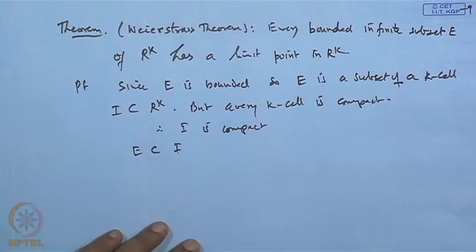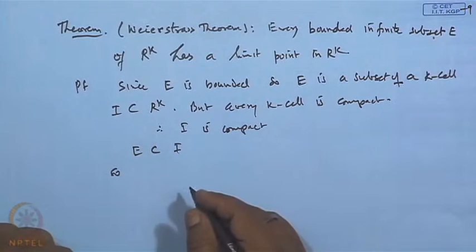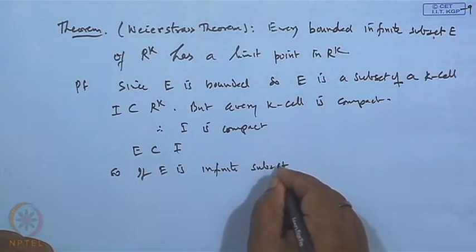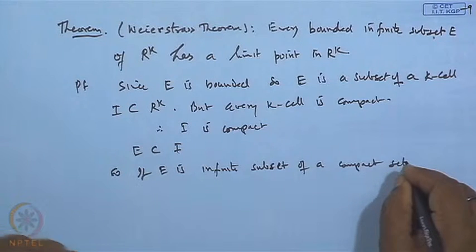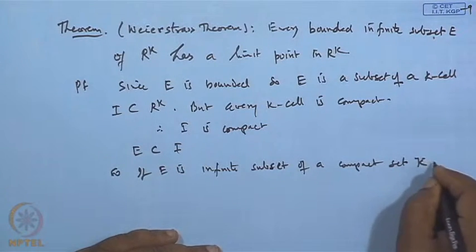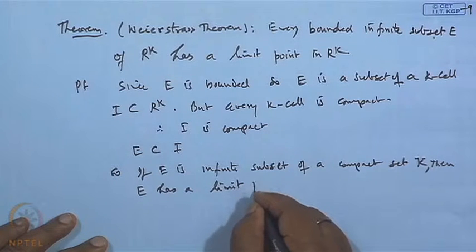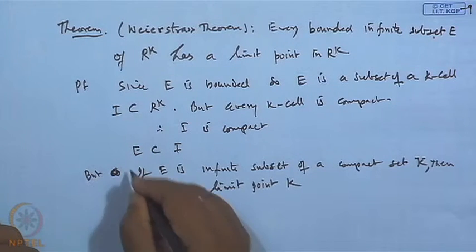And the one result which we have already shown is that if you choose an infinite subset of a compact set, then E has a limit point in K. So, if E is an infinite subset of a compact set K, then E has a limit point in K. This we know.